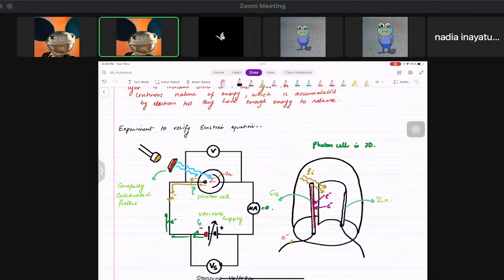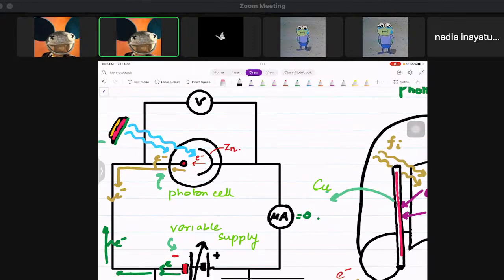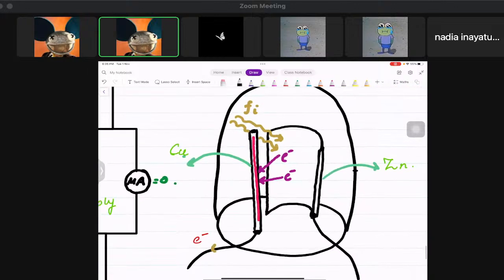So what you see here is a photocell. Photocell zoomed up version looks like this. There's a zinc plate, there's a copper rod, and the zinc plate is designed such a way that when some light of frequency, that's the incident frequency, is shone onto the zinc plate, the electrons which are released are targeted towards the copper rod. Do you understand this?